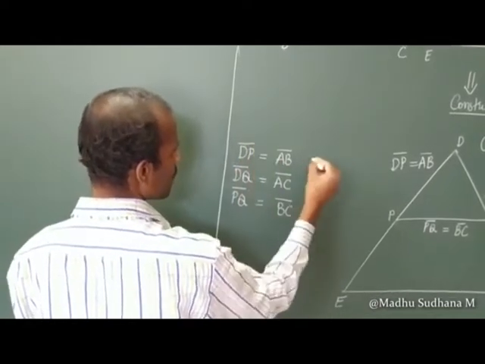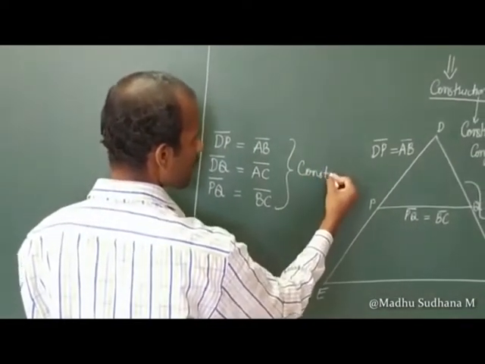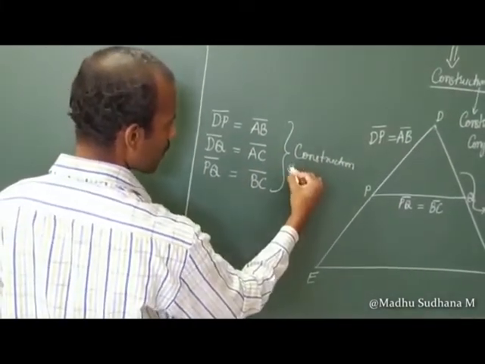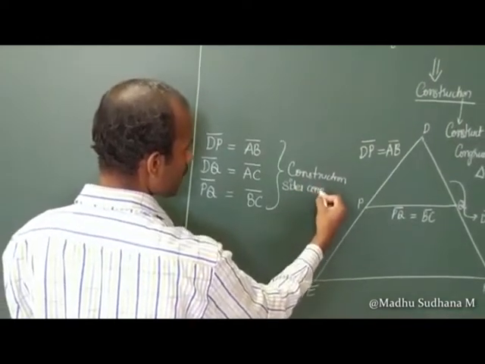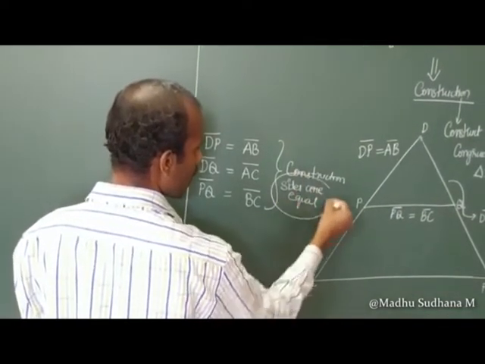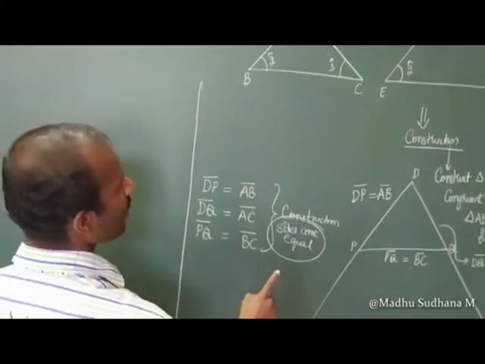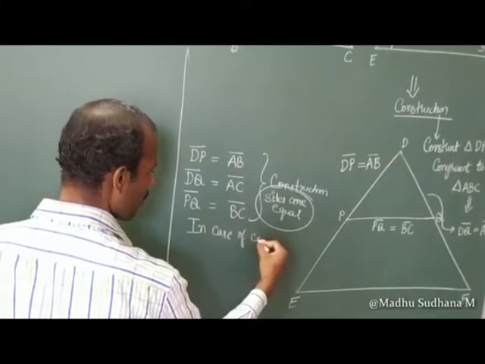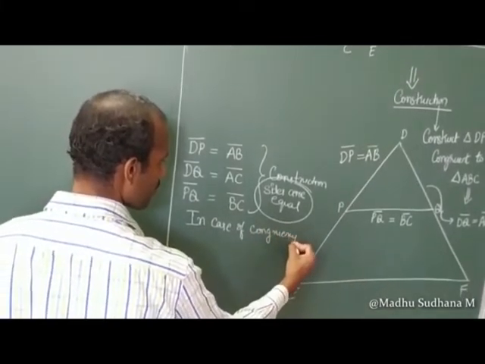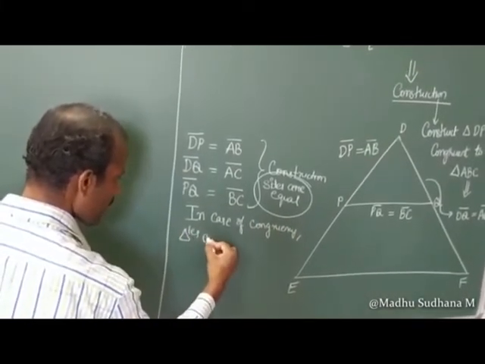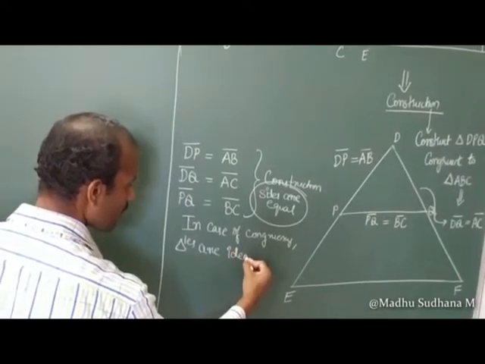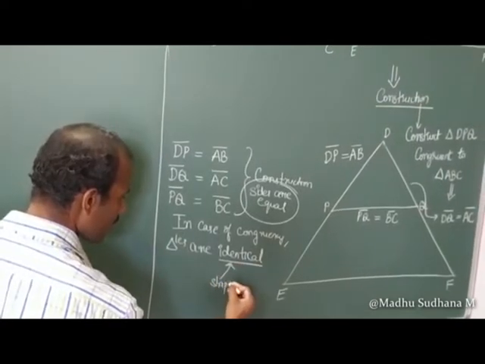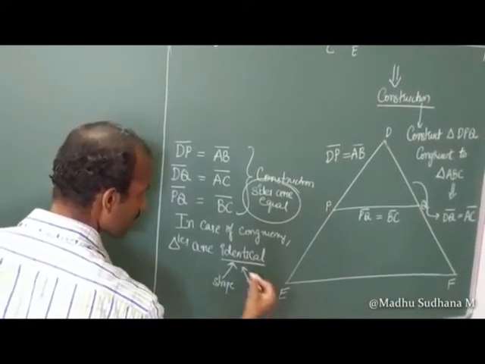Followed it. So this is by construction and correspond. See here, the sides are equal. The corresponding angles are also equal, right? In case of congruency, triangles are identical. Triangles are identical in terms of what? The shape and size, right? In terms of shape and size.